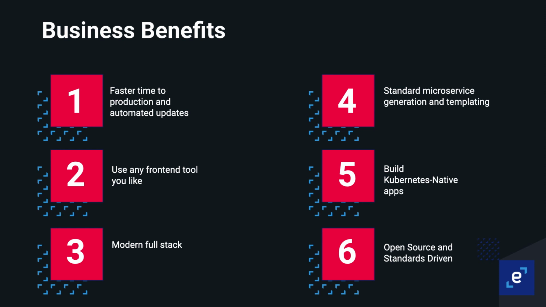Micro frontends are based on a modern full stack, including all of the Kubernetes stuff that we talked about and things like Quarkus. Standardize what you do from a microservice perspective and use templating. It can deliver a lot of value in the way that you standardize your applications and your capability as the business creates new functionality in new applications. Build for Kubernetes, and then use open source and standards-driven approaches to make sure that what you have is future-proof, or at least has the ability to evolve as the future evolves.